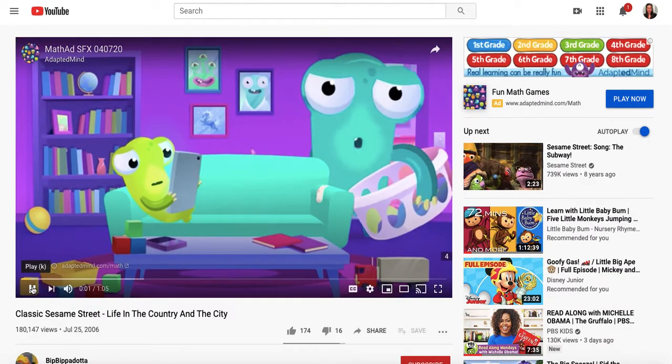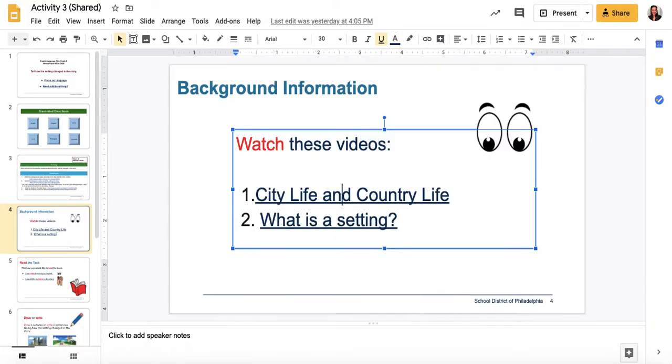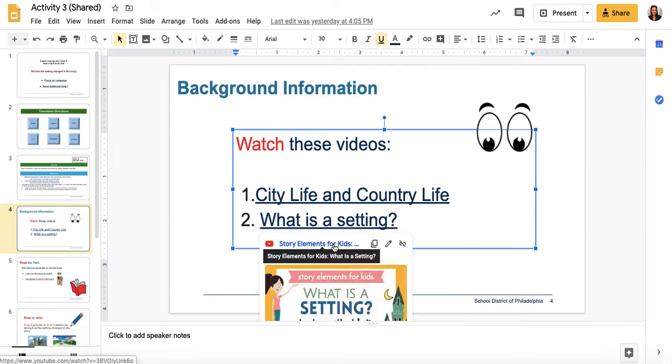We get it. So in that video, you saw some of the differences between the city life and the country life. So now we're going to watch another video, very similar to yesterday. This was the same girl who narrated yesterday's video, What is a Character? And today is What is a Setting? Because today we're focusing on the setting of the story.